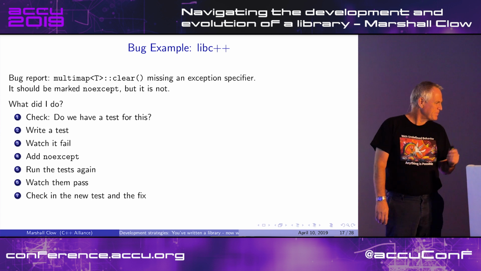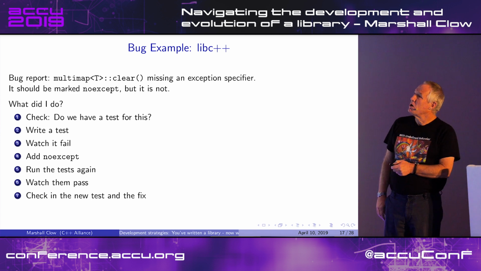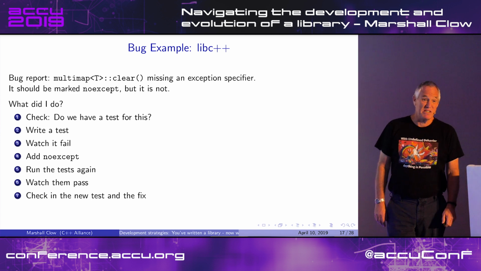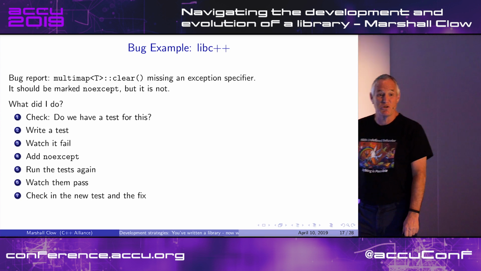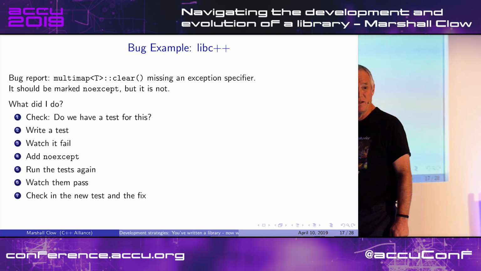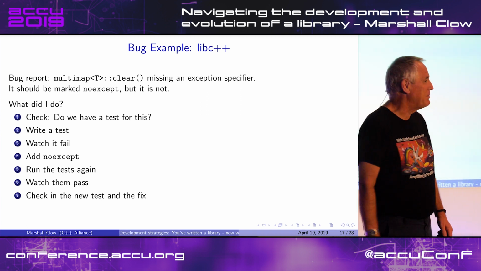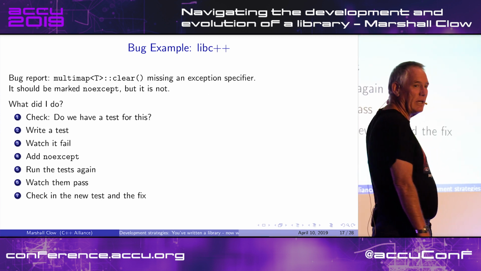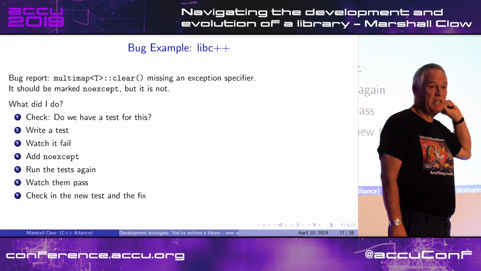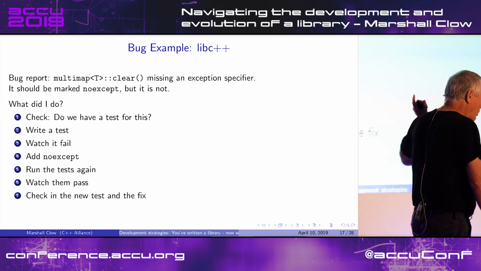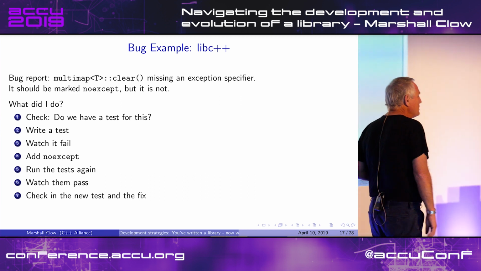As an aside, multimap was the only one that was missing noexcept. All the other tests passed the first time. It was an oversight, probably a copy-paste bug from somewhere else. But I ended up getting a new test and 13 updated tests from this bug report, and most of them had nothing to do with multimap.